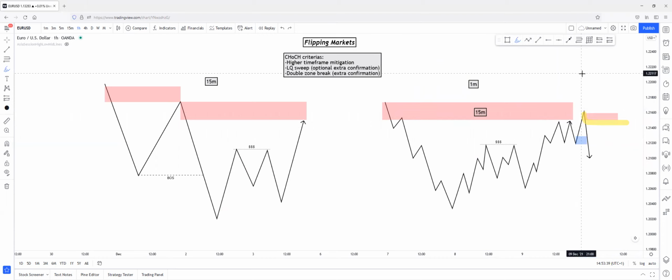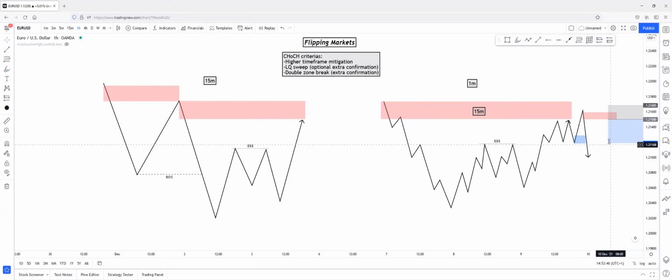And after this, you can hop in a trade, you can set an order on this supply zone, because a change of character happened after a higher time frame mitigation and the liquidity sweep, double liquidity sweep, or also triple liquidity sweep. So this is a really, really strong confirmation for the short entries. So yeah, price broke through this demand zone and created a supply zone. You can easily set an order on this supply zone.